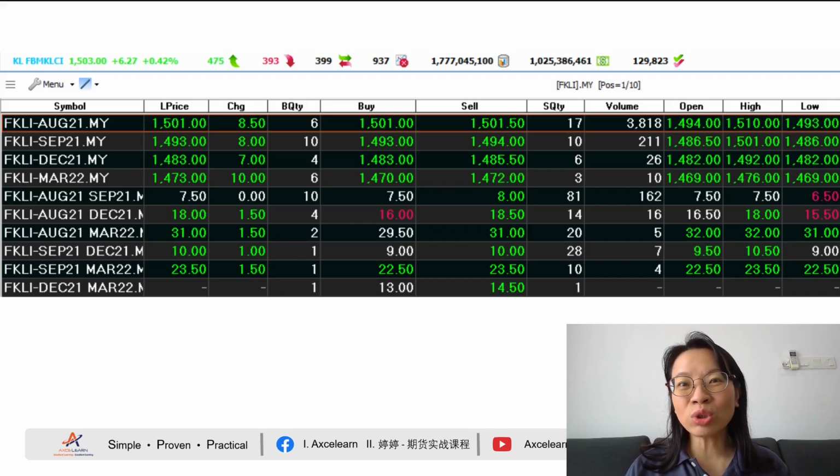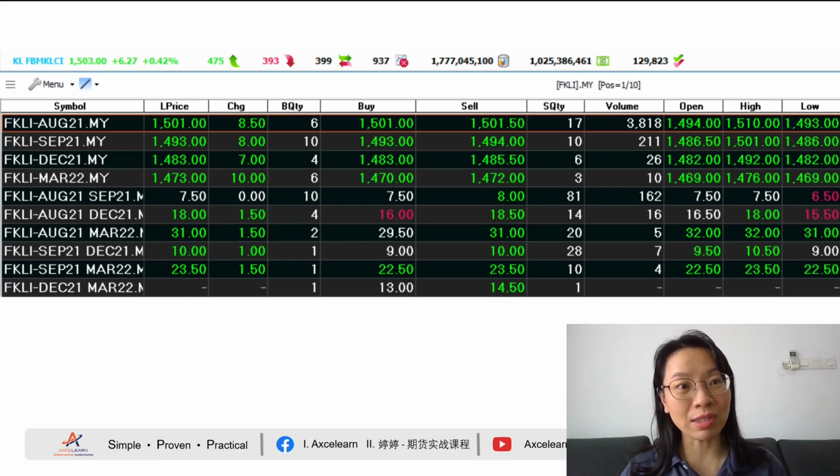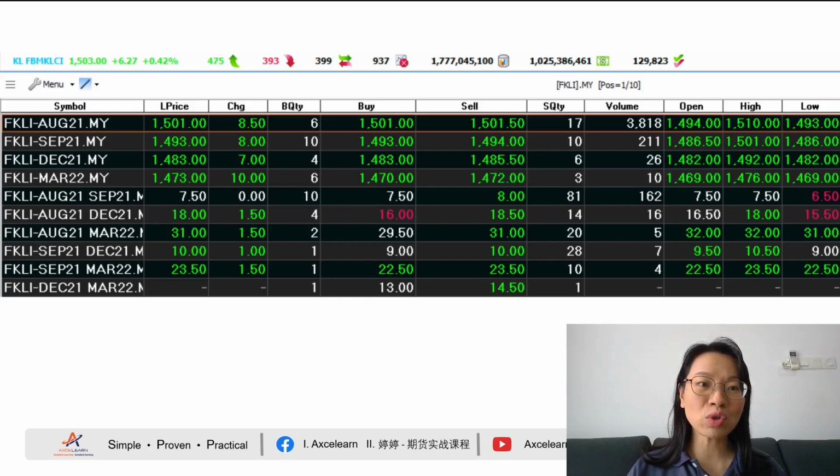Now, we have two common products being traded by beginners. Commonly, especially for beginners, you are going to trade FKLI and FCPO. Some of you might be trading FM70, but FKLI and FM70, more or less, they are the same. So I'm going to discuss from the perspective of FKLI, and later I'm going to discuss from the perspective of FCPO. Now, we're going to start with the first question.